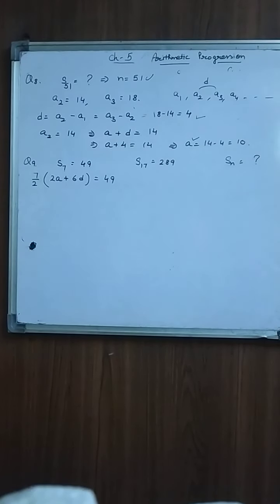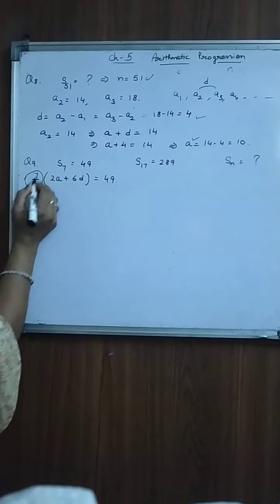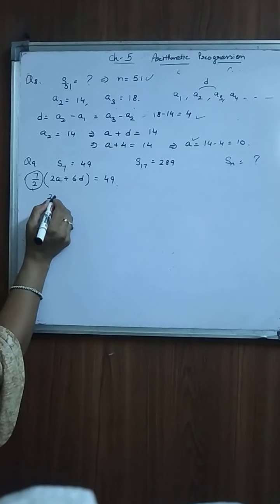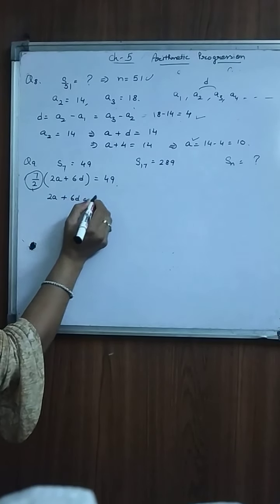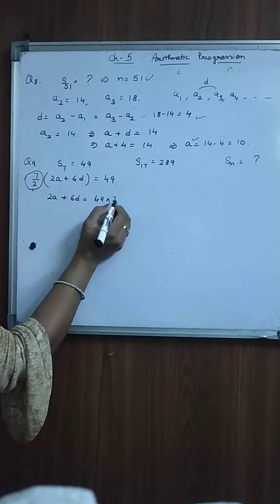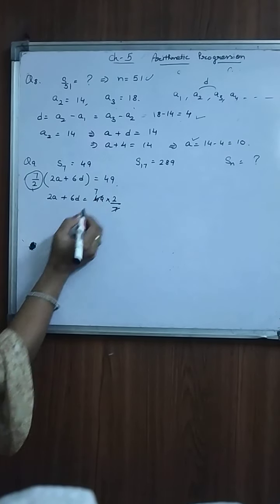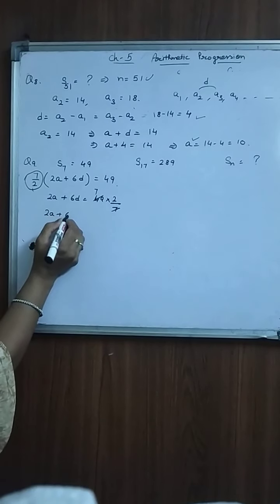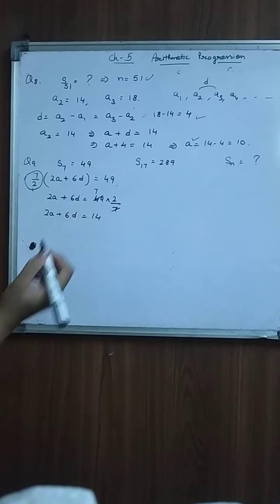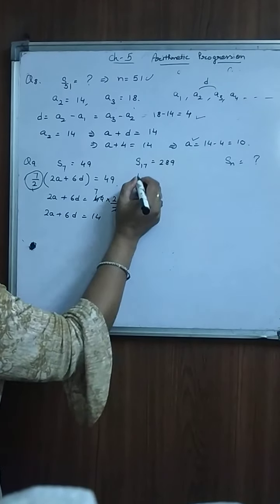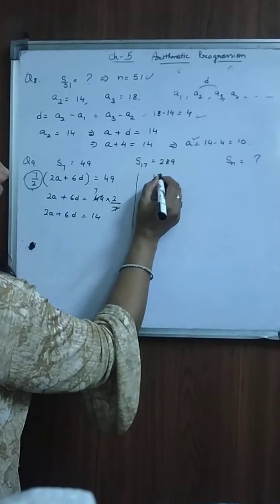First of all, take it on that side. So it will be equal to this, 7 by 2. If we take it on that side, it will be the reciprocal. 49 into 2 by 7. We have got 2a plus 6d equal to 14. Let's come to this one.